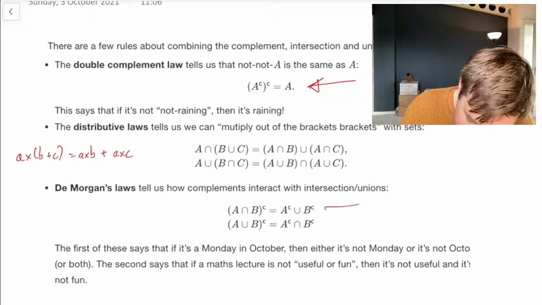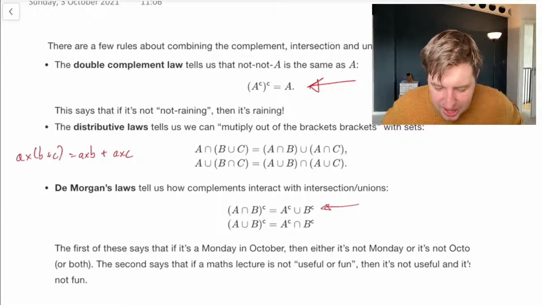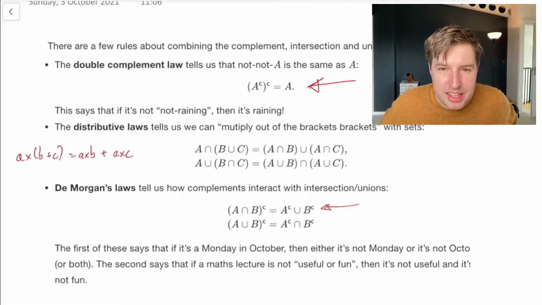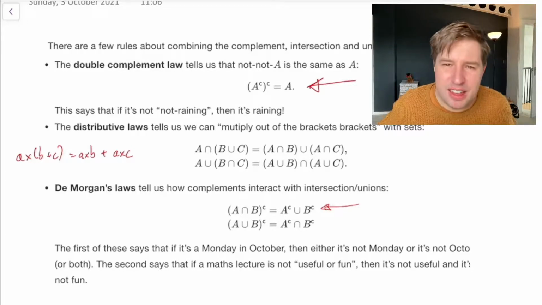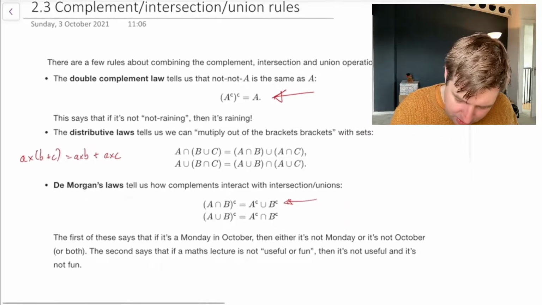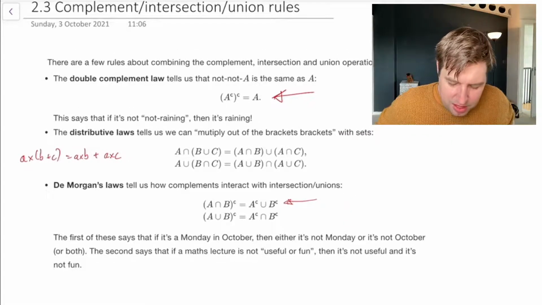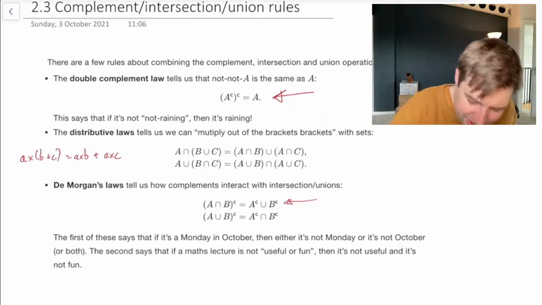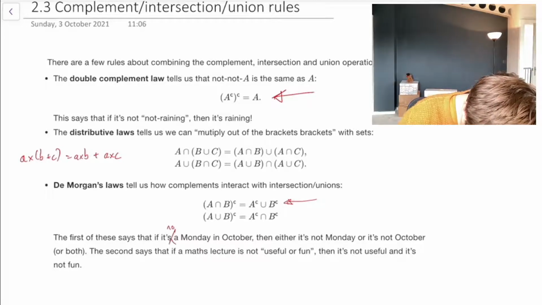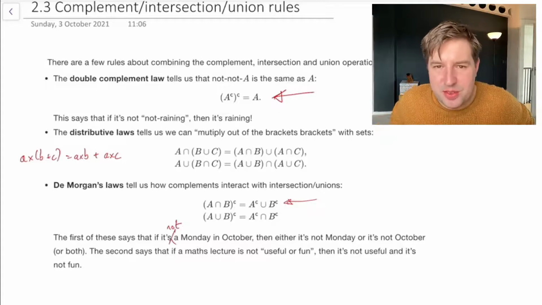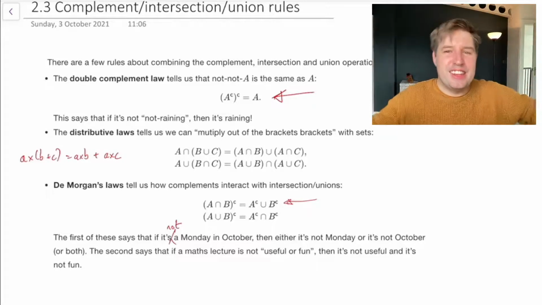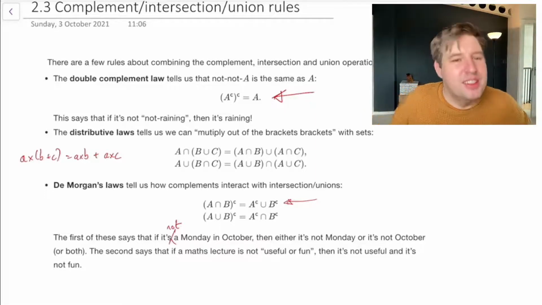So like I say in the text just below, this A and B complement equals A complement or B complement. That sounds like an incredibly complicated statement. But if we phrase it as if it's not a Monday in October, then it's either not a Monday or it's not October. Right? Then it kind of seems so obvious that I kind of wasted effort by writing it down.